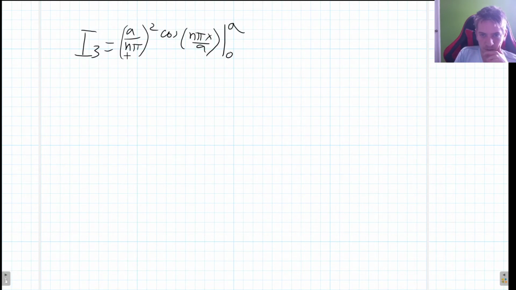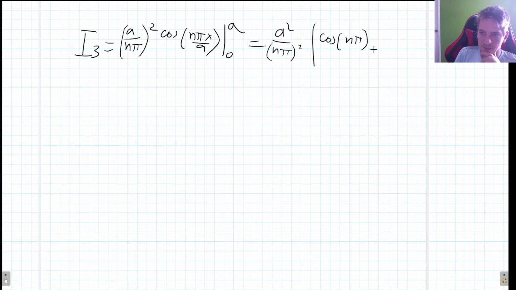So I3 is going to be this right here. So let us evaluate it. When we evaluate it at a, we get, well, this same constant is going to be here in front, and cosine is just going to be cosine of n pi minus cosine of 0, which is just 1. But what is cosine of n pi? We already saw this before. This is just going to be minus 1 to the nth power. So now we found I3.